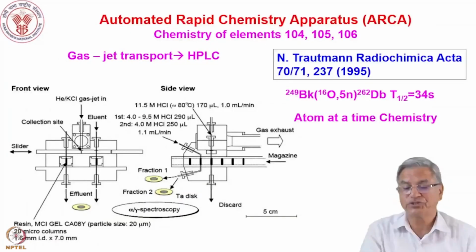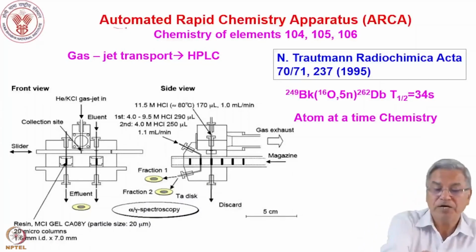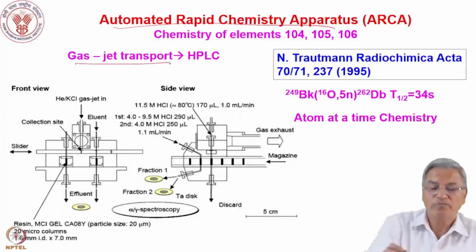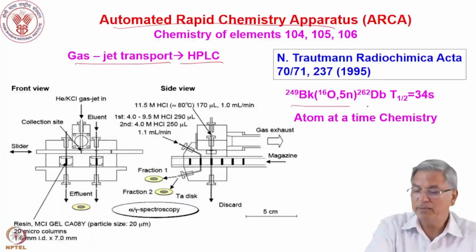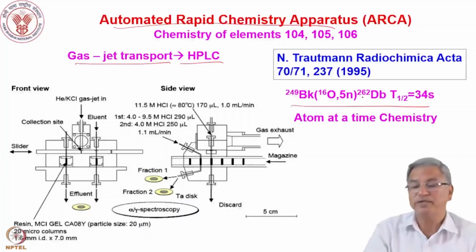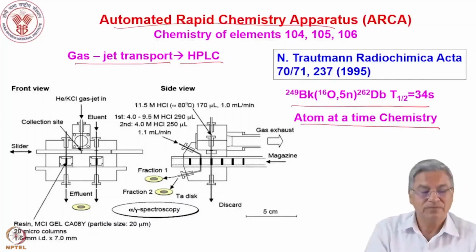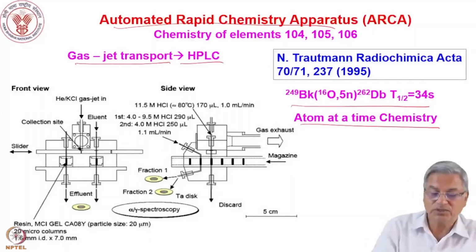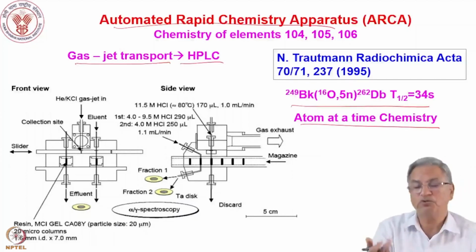Similarly, for heavy elements you can do rapid, automated chemistry. You have a gas jet transport system followed by high performance liquid chromatography. One of the elements, dubnium 105, was separated by this ARCA system using a gas jet system. You can switch between different columns to separate different elements.